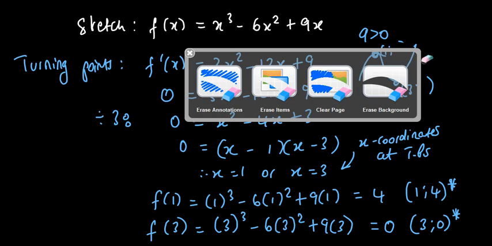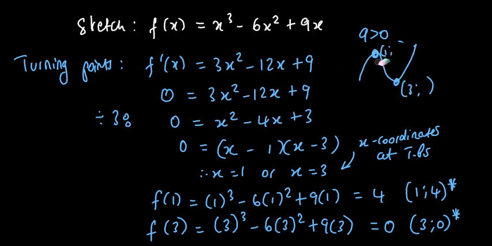Remember, we substitute the x values into the original equation. When I substitute x as 1, f of 1, I get 4. Remember, f of 1 equals 4 means when x is 1, y is 4. f of 3 equals 0 means when x is 3, the y value is 0. So here I'm going to have 4 when x is 1, and here I'm going to have 0 when x is 3. So we have our turning points there.